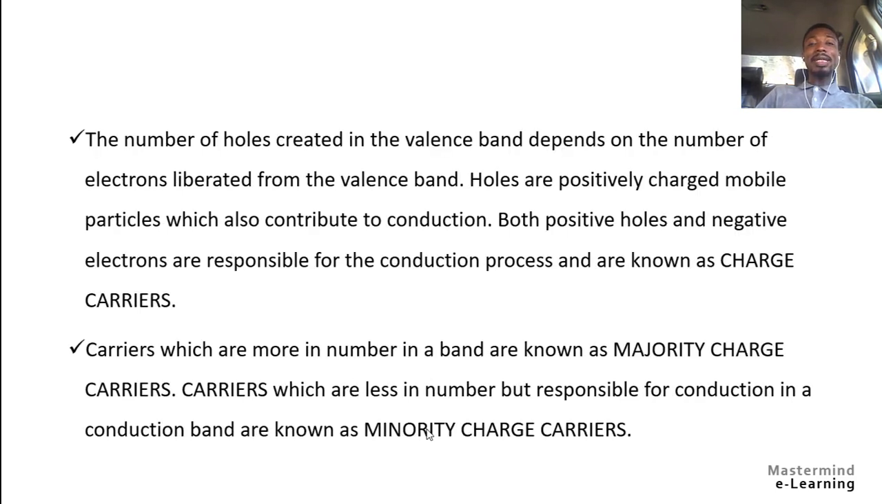The number of holes created in the valence band depends on the number of electrons liberated from the valence band. Remember, I mentioned earlier that when the electrons get excited at the valence band, they move into the conduction band. Now we are saying that when these electrons have moved, they leave a hole over there. That hole is also a charge carrier. So both positive holes and negative electrons are responsible for the conduction process and are known as charge carriers. Carriers which are more in number in a particular band are known as majority charge carriers, and those that are less in number are known as minority charge carriers.